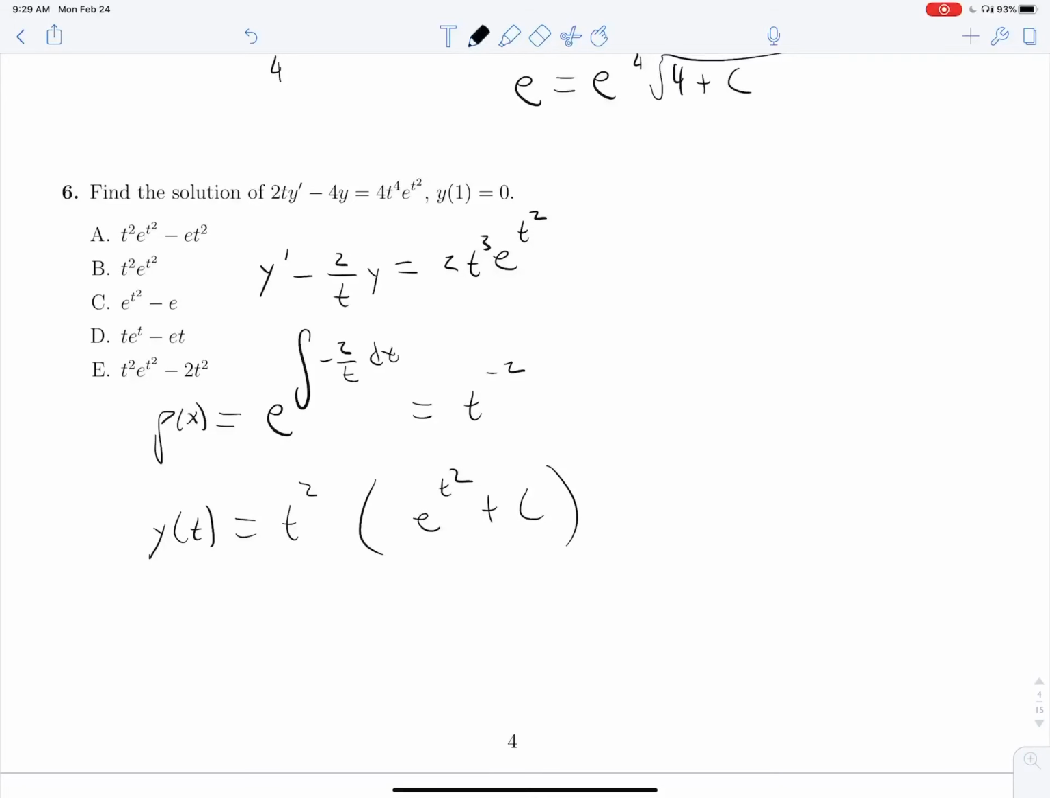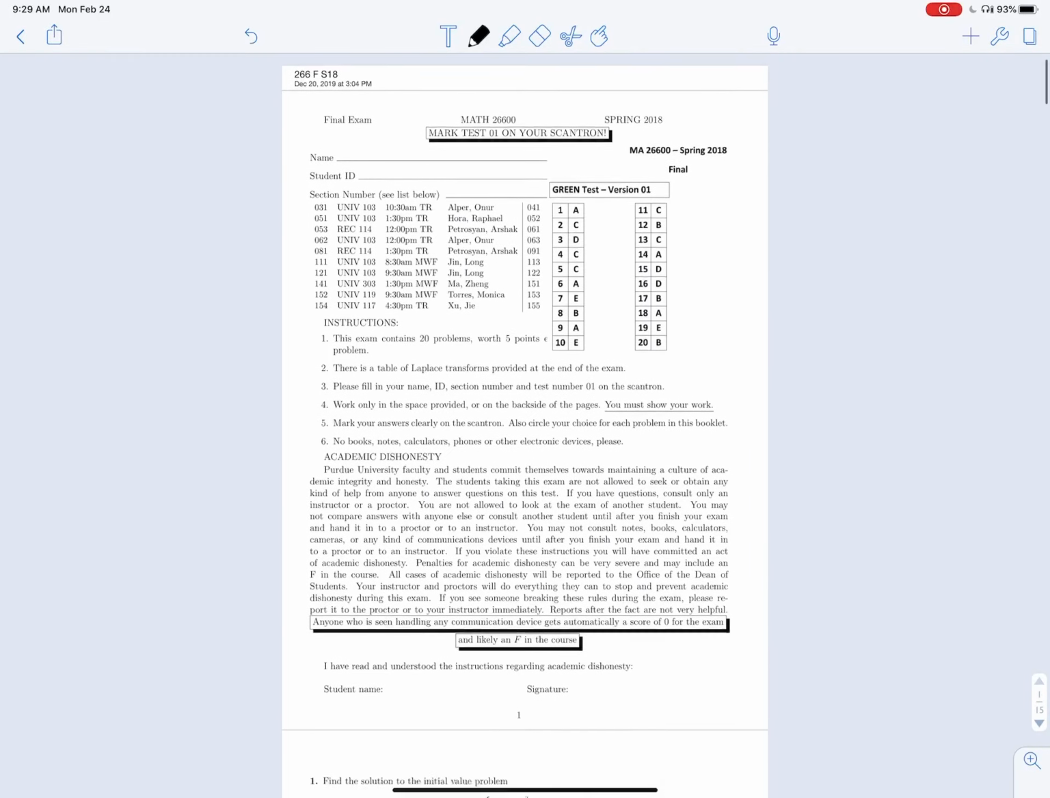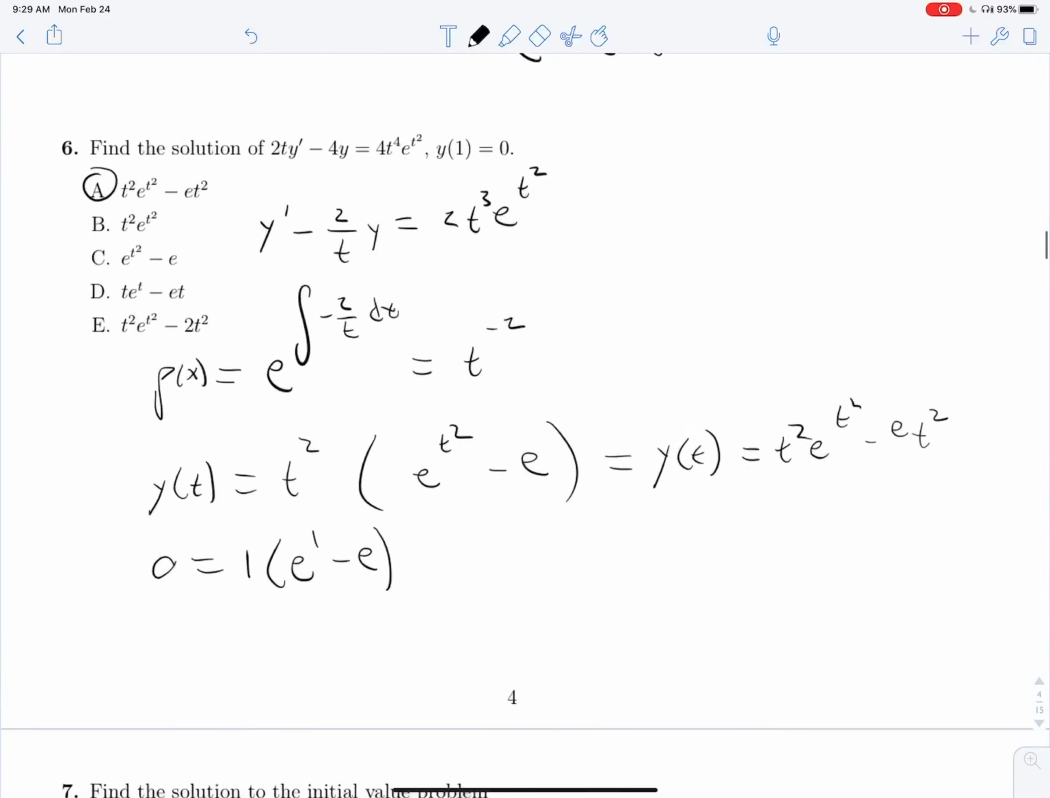Now all we have to do is apply our initial condition. 0 equals 1 e to the 1 plus something. Well, in order for this to evaluate to 0, this would have to be minus e. So c is minus e. And expanding this out, we would get y of t is equal to t squared e to the t squared minus e t squared. And so our correct answer for 6 is A.